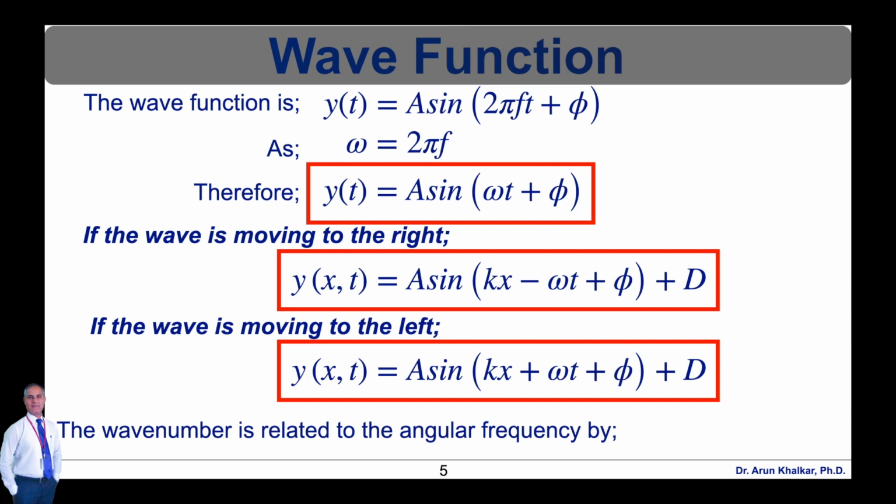The wave number is related to the angular frequency, hence we can write k = ω/v, which is equal to 2πf/v. Therefore, we can write k = 2π/λ, where λ is the wavelength, f is the frequency, and v is the linear speed. This equation gives a sine wave for a single dimension.